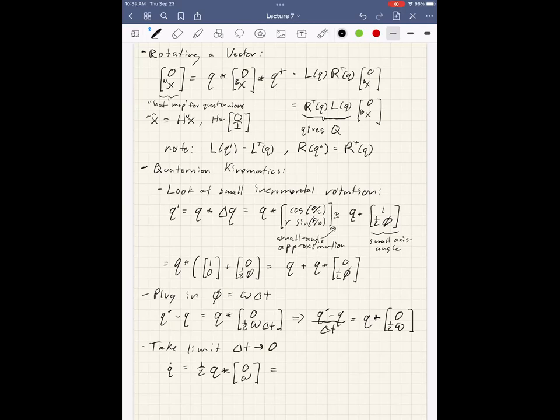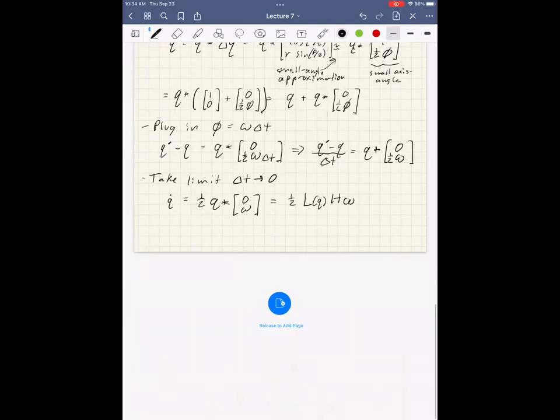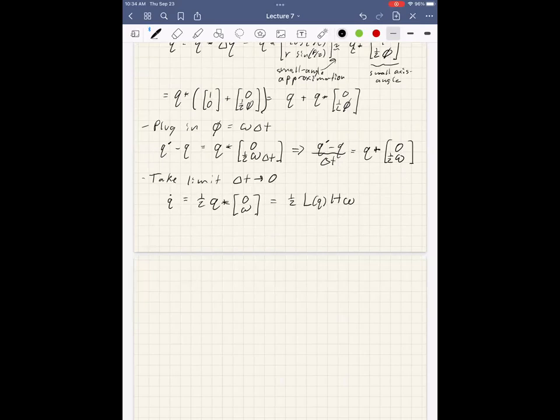I can write this using our notation as 1/2 L of Q H omega. If you implement it in a computer, this is the thing to do. It's just a couple of lines. Okay, cool. So this is pretty straightforward. It's just using the multiplication rule, doing a small rotation, and taking a limit as that goes to 0 with a delta t. Everyone cool with this? It's just the equivalent of the matrix thing. It looks pretty much the same as the matrix version.